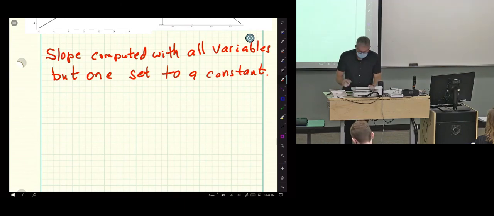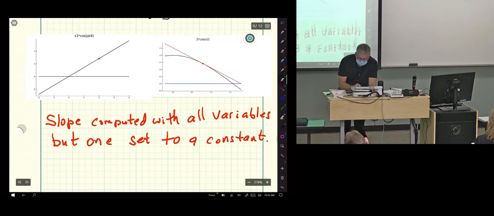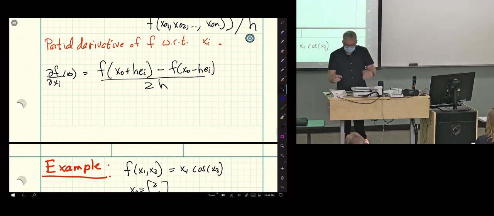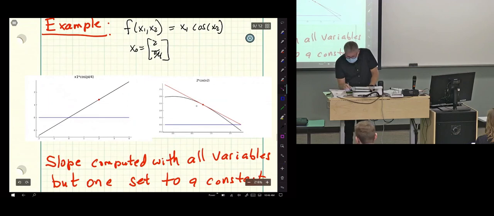So that's what you're doing here. You're letting the ith component of x vary. All the others are locked down. Only the ith component varies, and so you're getting the slope for the ith component. And if you change the point, you get different slopes.